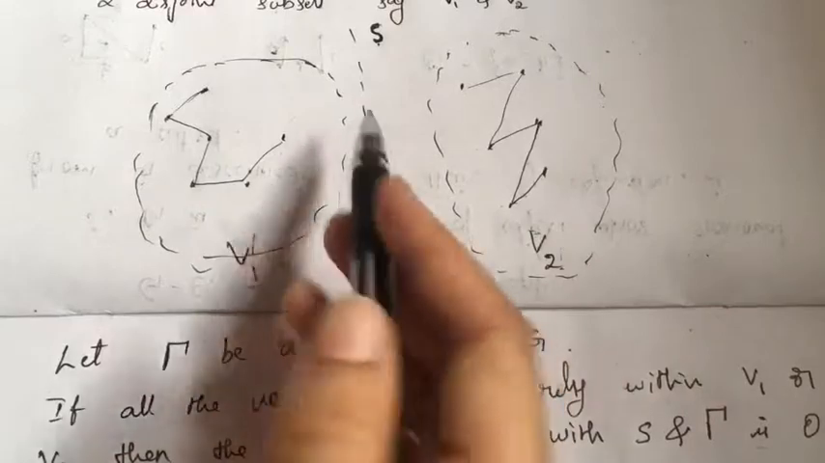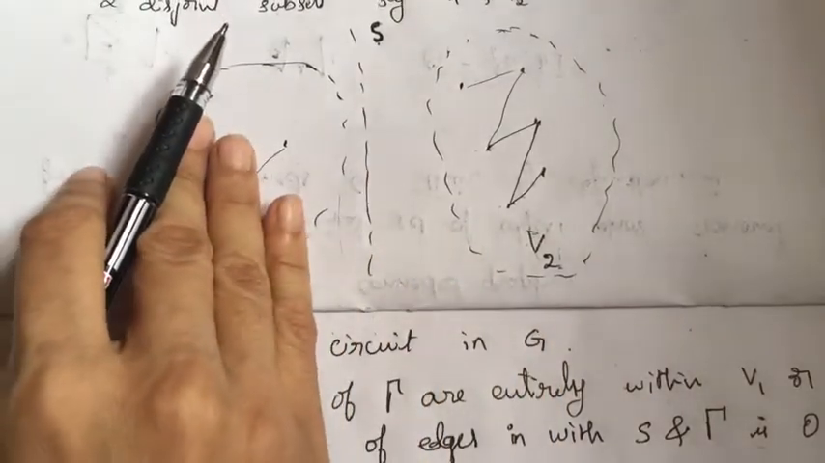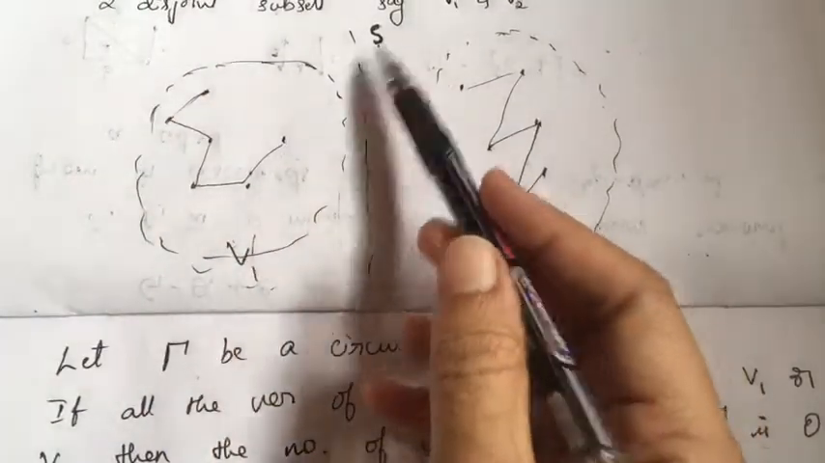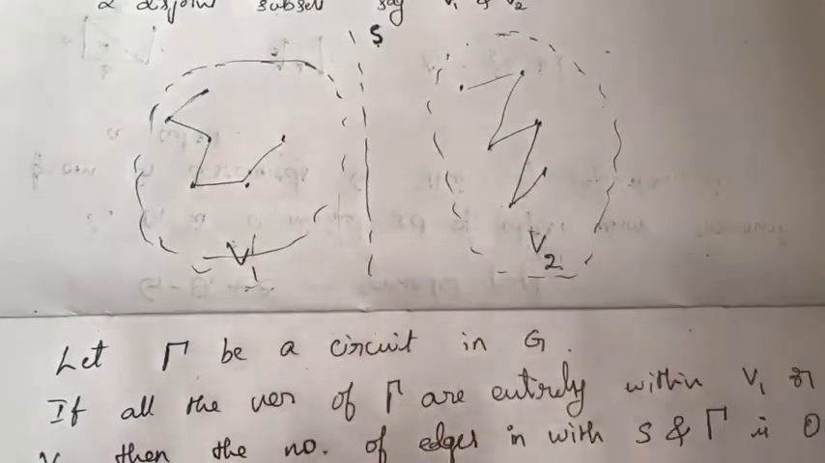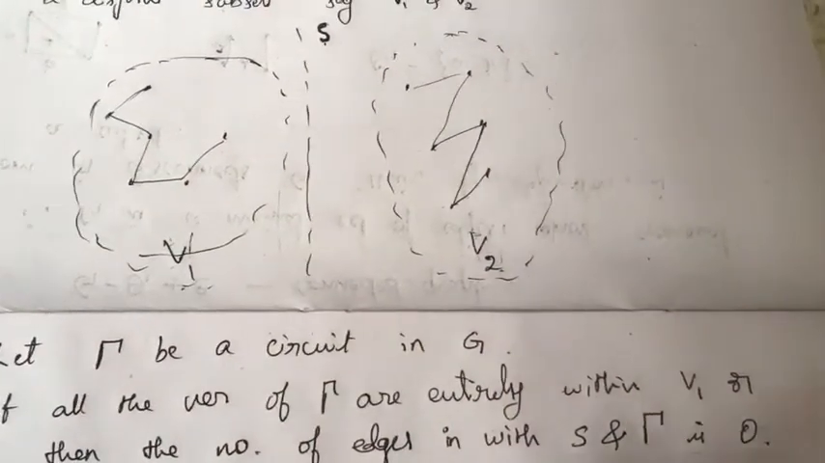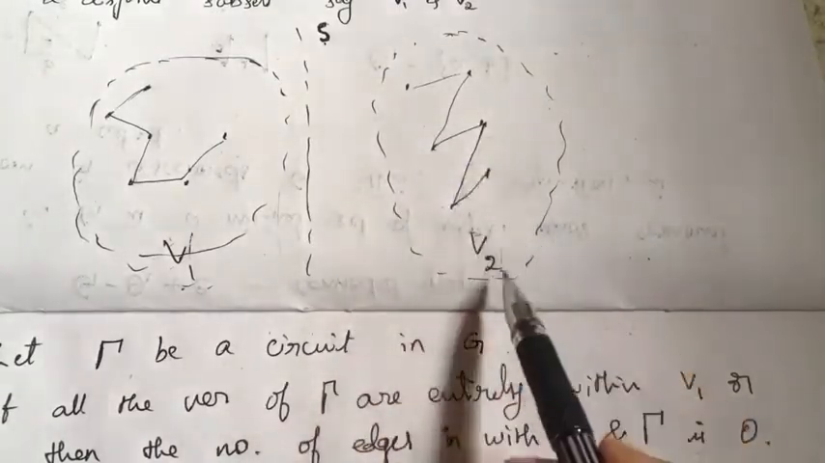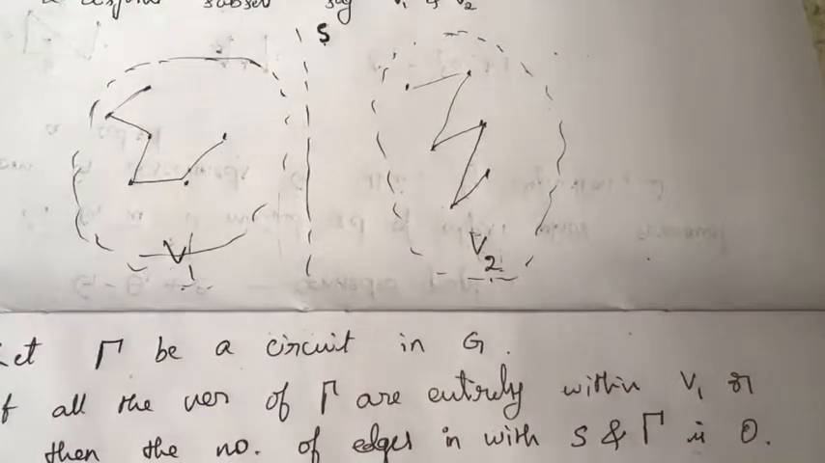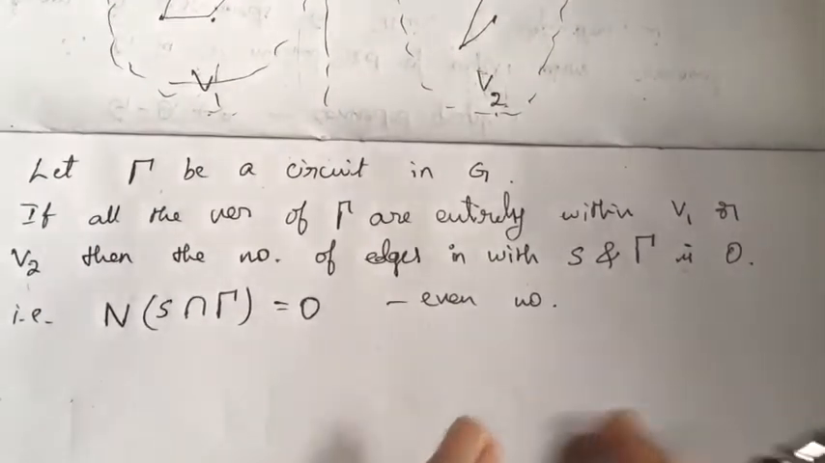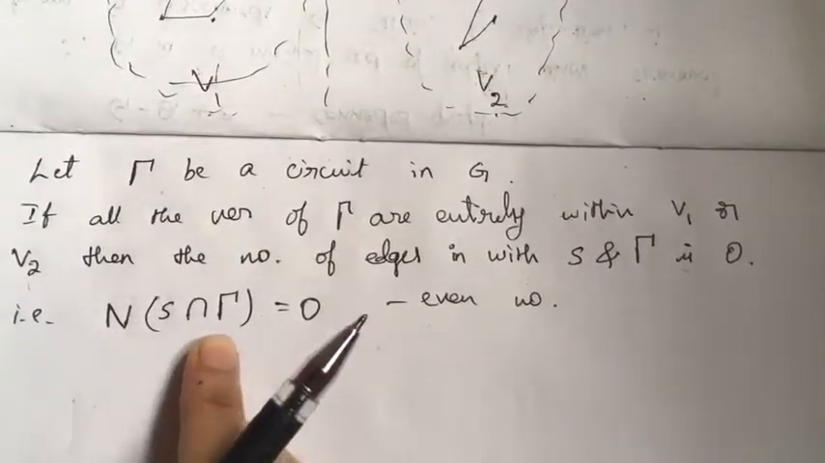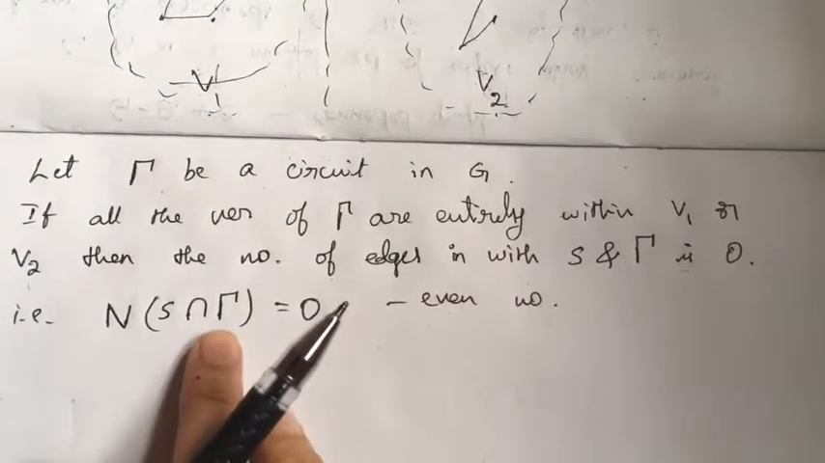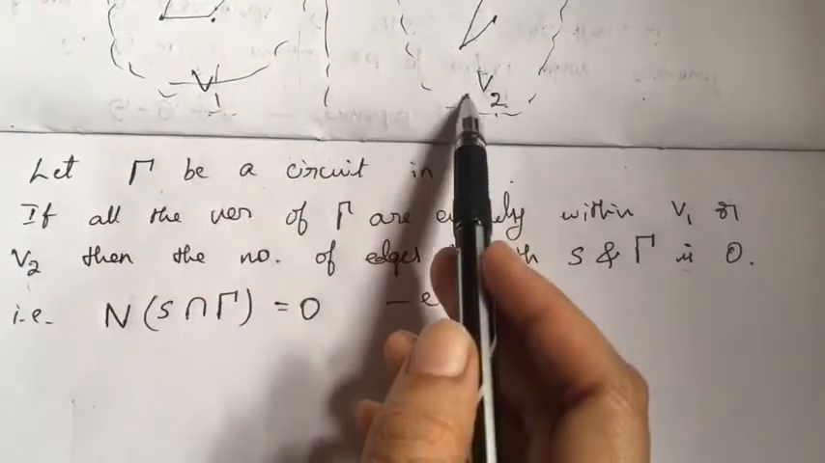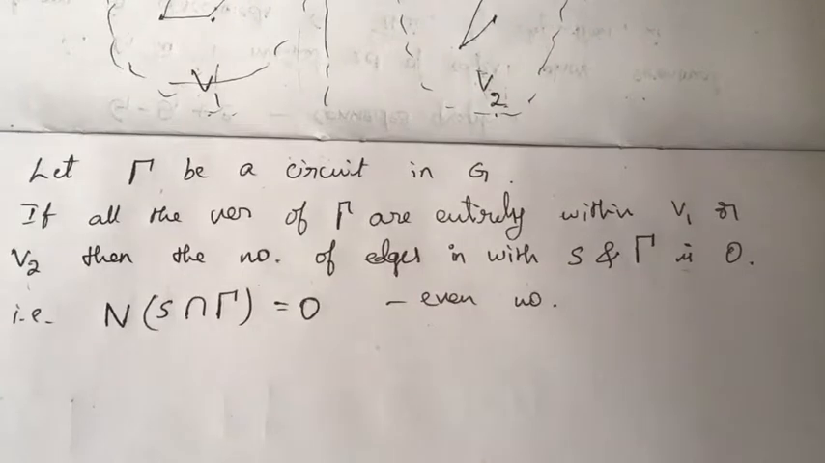If it has all the vertices entirely in V1, then the number of edges in common with the cut set and V1 is 0. Similarly, if the circuit is entirely in V2, then the number of edges in common with S and V2 is 0. Therefore, the number of edges in S intersection gamma is 0 if gamma is entirely in V1 or in V2, which gives me an even number.